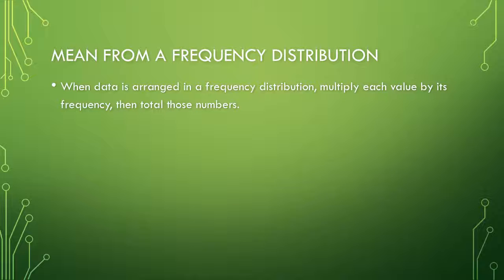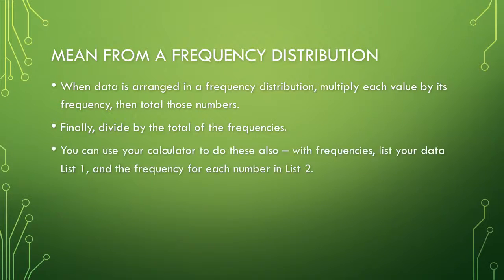Now, sometimes we don't have the raw data. Instead, we have a frequency distribution, which is almost as good. What you could do is list every number however many times the frequency distribution tells you to, or really quite simply just multiply each value by the frequency and then add those numbers together. And then you're going to divide by the total of all the frequencies. So add the frequencies up, and that's what you will divide by.